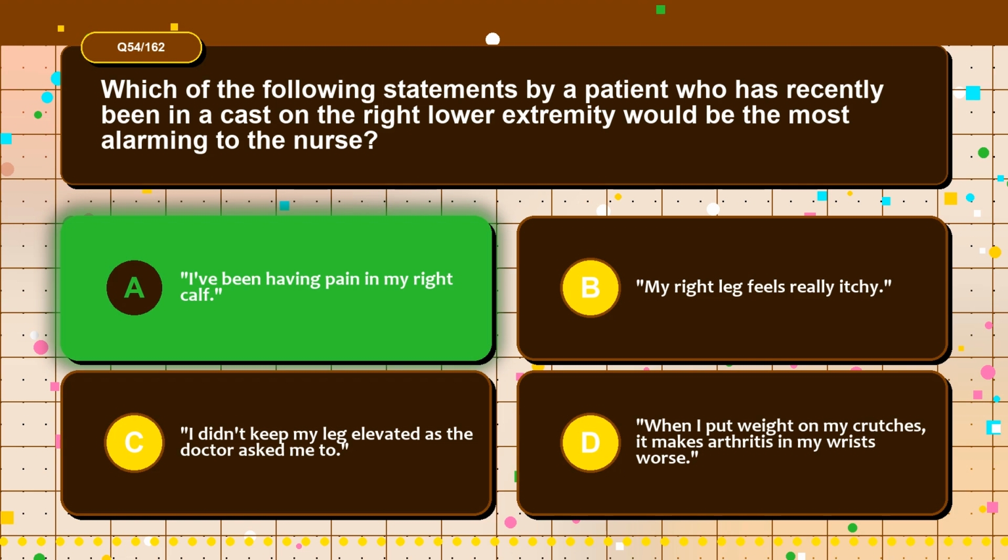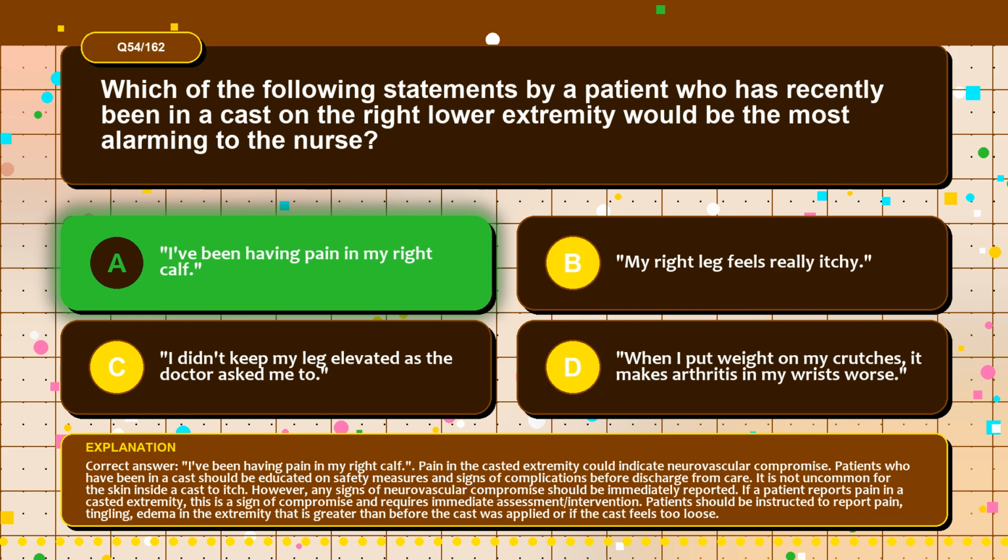The correct answer is option A. I've been having pain in my right calf. Pain in the casted extremity could indicate neurovascular compromise.